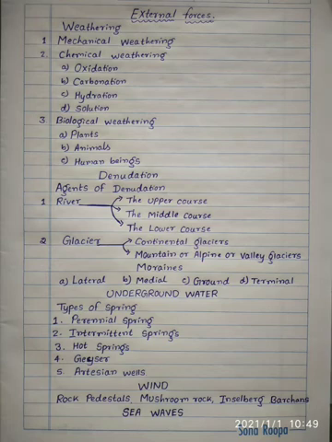So for example, how is the river an agent of denudation? A mass of fresh water flowing from its source to a mouth along a definite course is called a river.